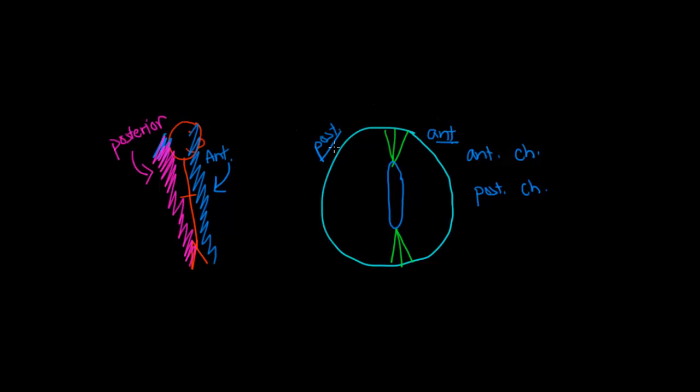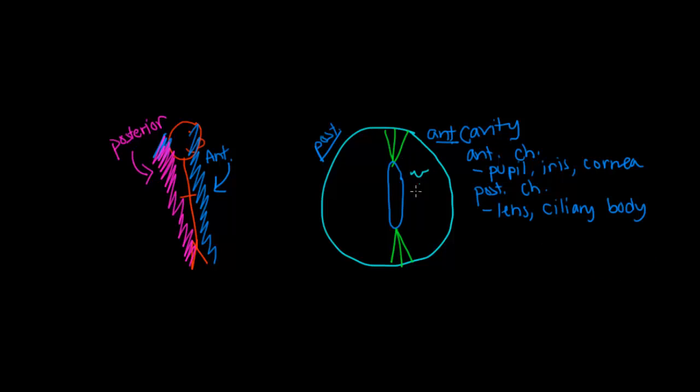As you can see, the anterior chamber and the posterior chamber are located in the anterior cavity. The anterior chamber contains the pupil, the iris, and the cornea. The posterior chamber contains the lens and the ciliary body. A clear fluid called the aqueous humor fills this entire anterior cavity and is responsible for maintaining intraocular pressure, or the pressure within the eye, as well as carrying waste and nutrient products back and forth. Let's delve into these structures of the anterior chamber.